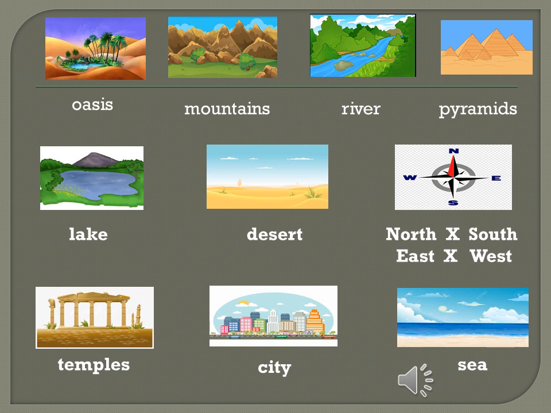7, we have the four directions: north, south, east, west. 8, temples. 9, city. And the last place we have is sea. So these are the different places in Egypt.